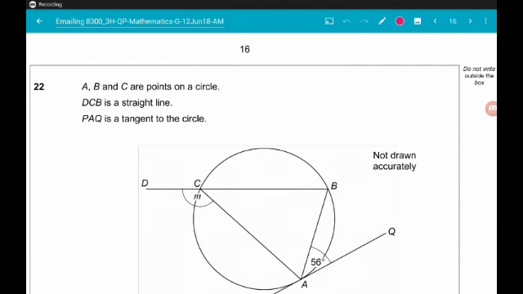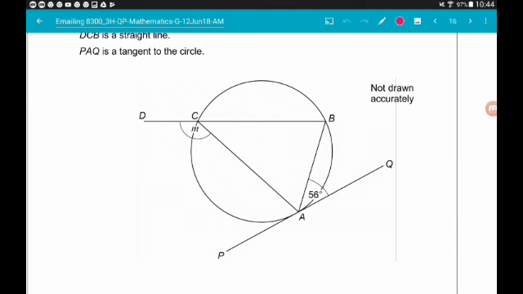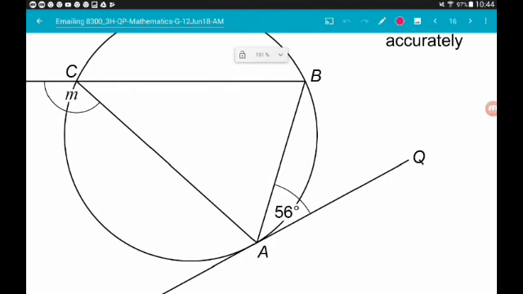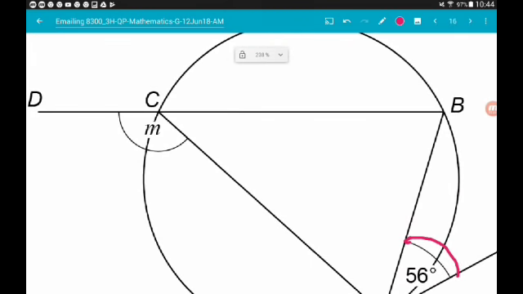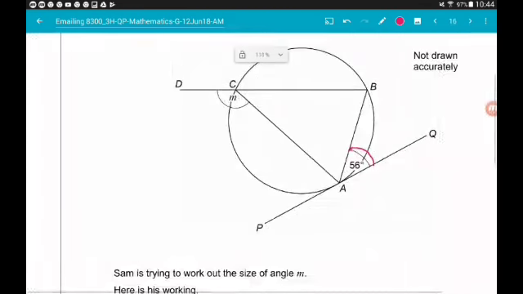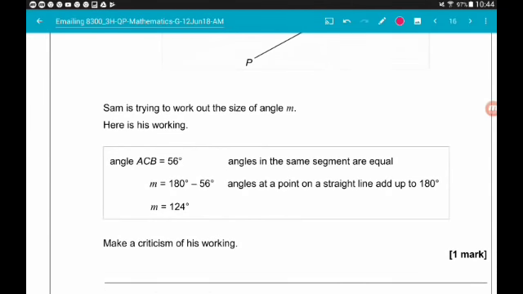We got a tiny little circle theorem question. So we got A, B and C are points on a circle. DCB is a straight line. PAQ is a tangent to the circle. And we got this angle down here, which is 56 degrees. We've also got this missing angle up here, angle M. So, Sam is trying to work out the size of angle M. We've got his workings here. And our mission is to make a criticism of his work.